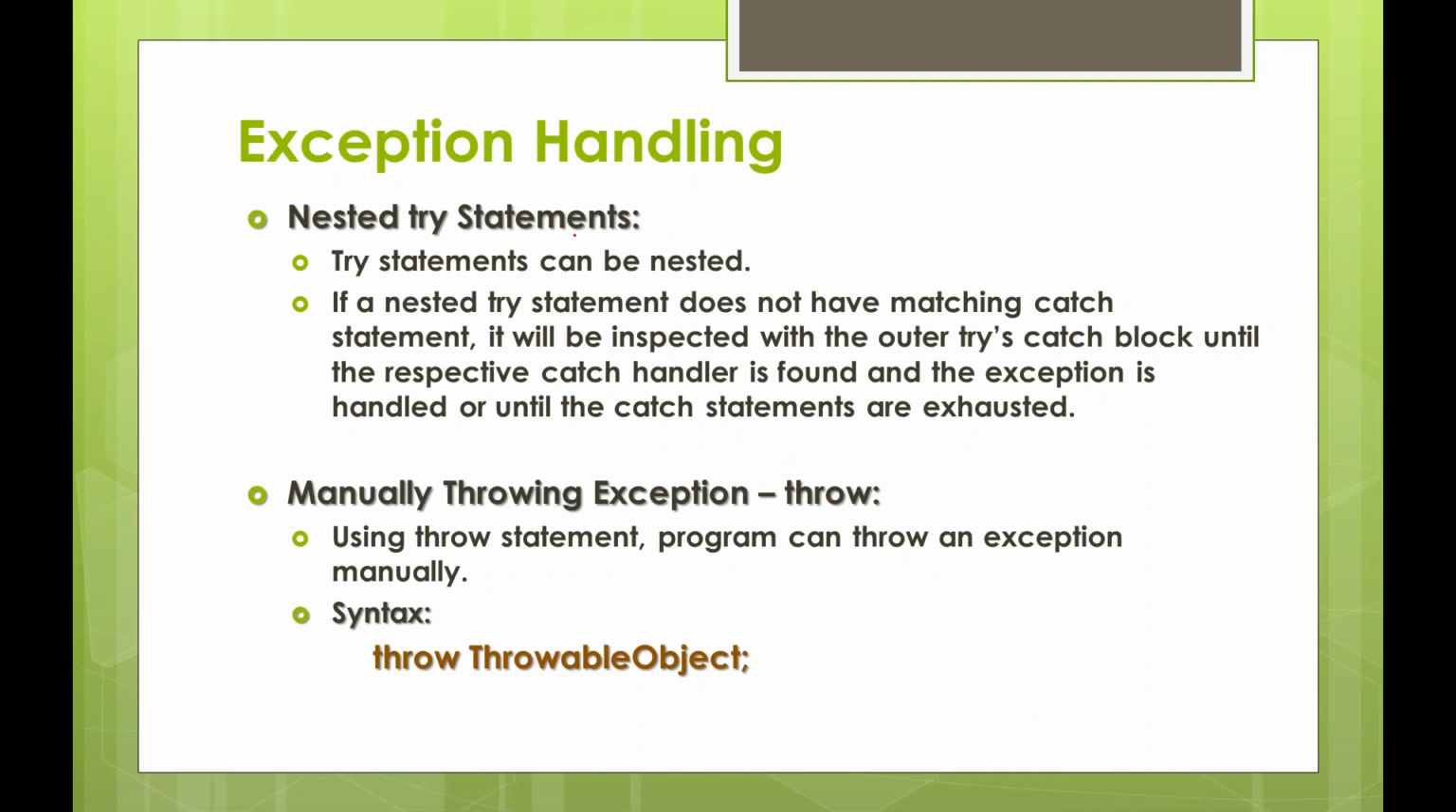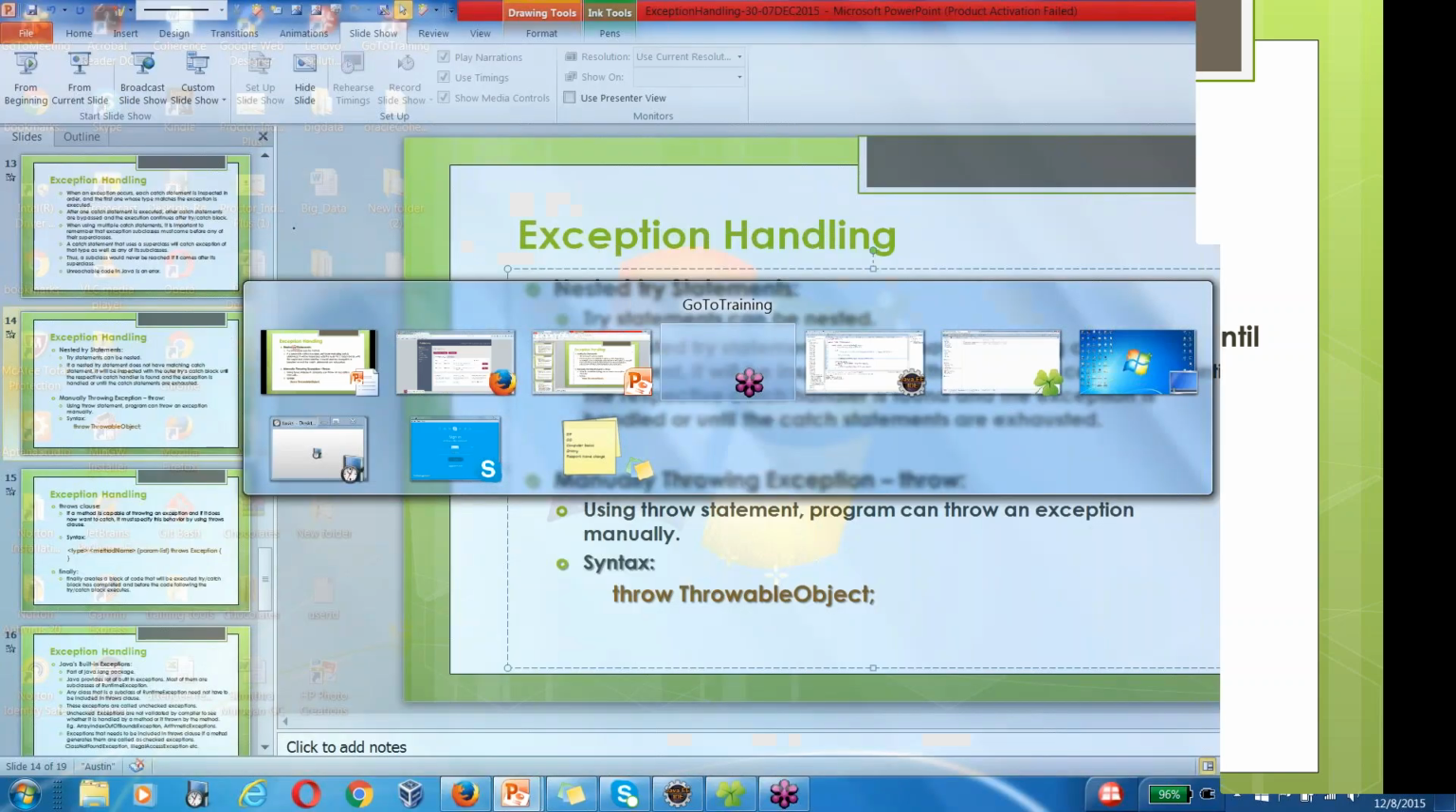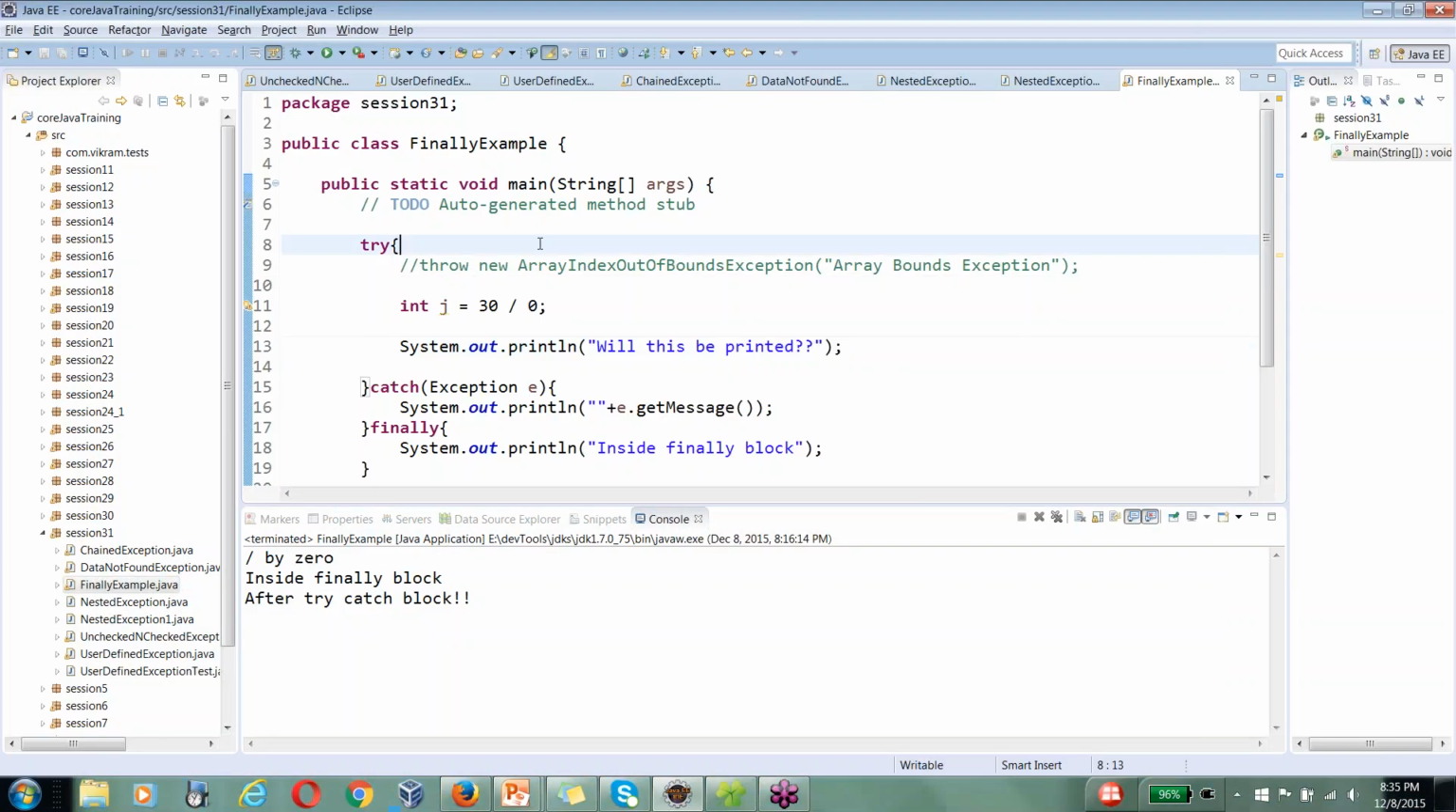So as we have seen, like other constructs, loops, classes, interfaces, all those things, we can nest them. Similar to that, we can nest try statements as well, try catch blocks as well. So what happens when we try to nest try catch blocks? Let us see an example and try to understand what exactly happens.